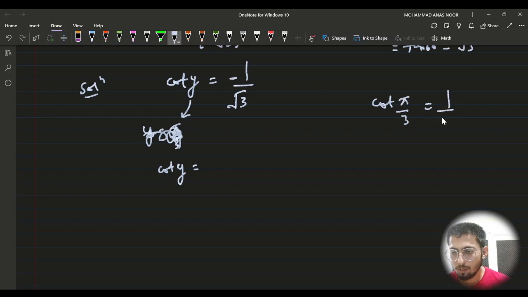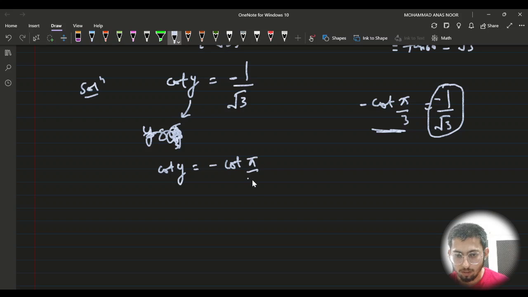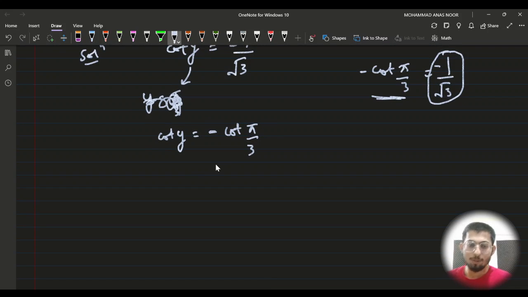Pi by 3 is 1 by root 3. Now if you put in a negative sign here, that would be negative 1 by root 3, right? Can we replace this thing with this? Yeah. Minus cot pi by 3, and this is cot. Taking cot on both sides, but that's a negative sign, you cannot cancel it, isn't it? So there is a catch here.